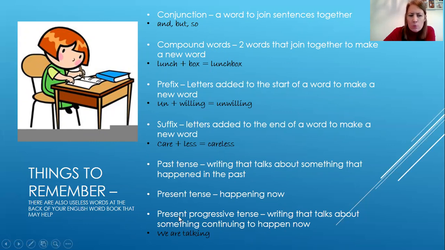One that's a little bit tricky is the present progressive tense. That's talking about things that are happening now and are continuing to happen now. We are talking. The ing is the important part, really, and it makes it ongoing.